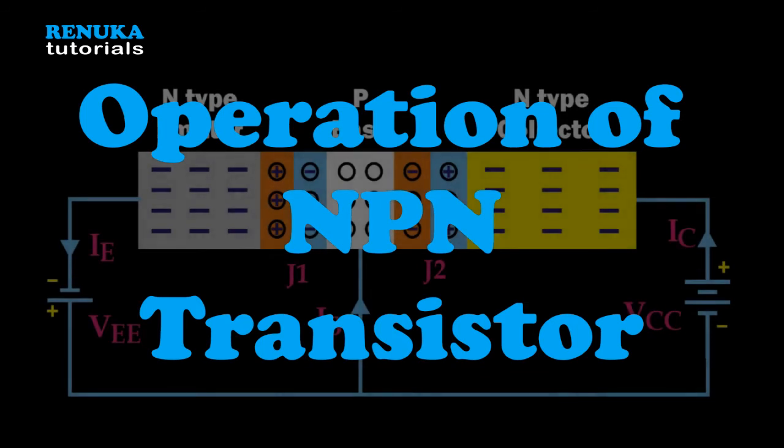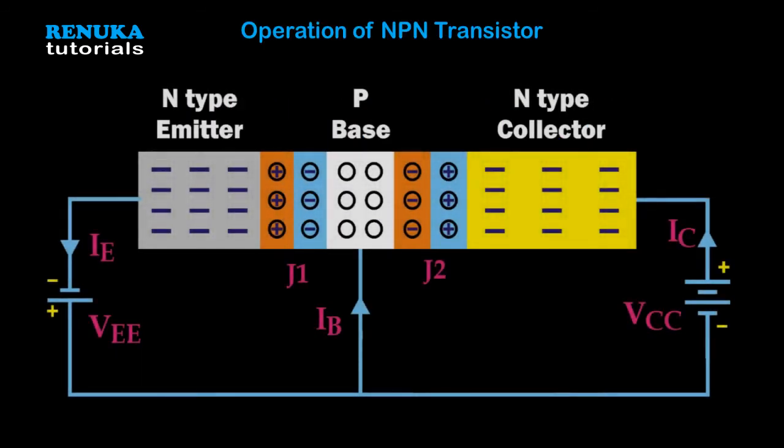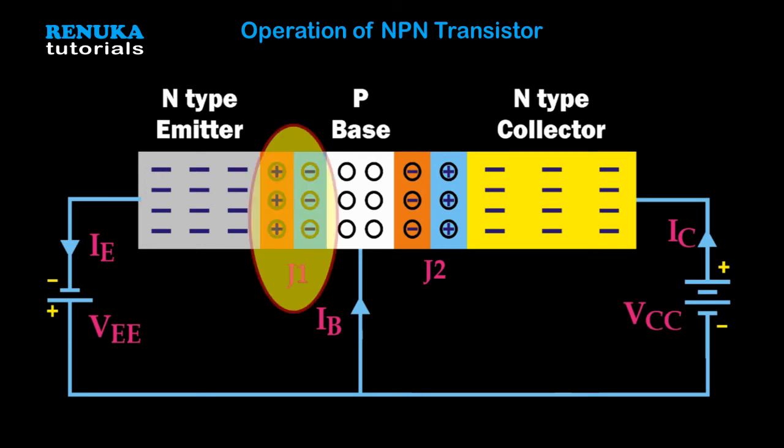First of all, we will consider the operation of the NPN transistor. You can see in the diagram we have shown a figure of an NPN transistor. Here you can see there is a depletion layer present between base to emitter and base to collector. In the transistor, there are two junctions which are formed between emitter to base and base to collector.